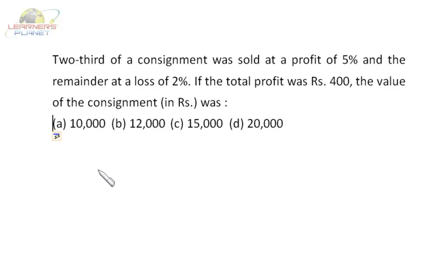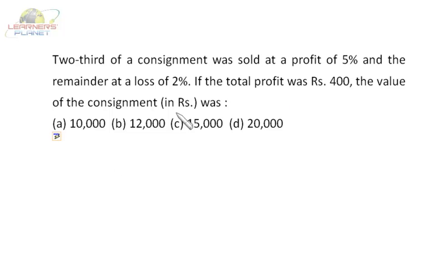Now let's see this question. Friends, we have done so many questions on the topic, and I would suggest you just pause the session and try the problem on your own. Then match your solution and answer with mine. 2/3 of a consignment was sold at a profit of 5% and remainder at a loss of 2%. If the total profit was 400, the value of the consignment was?